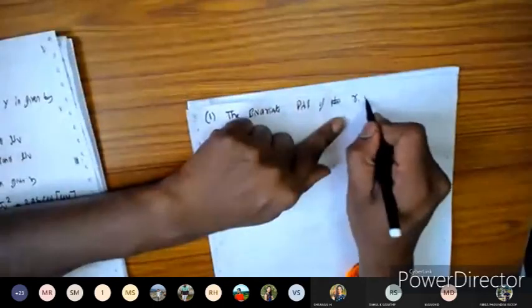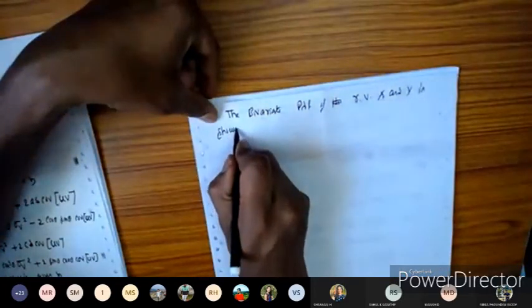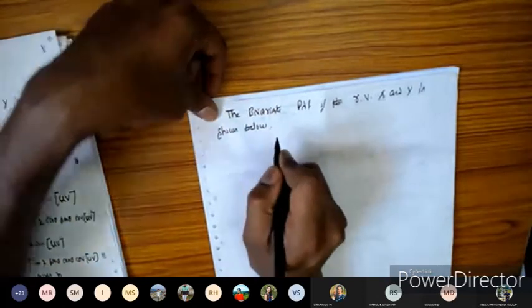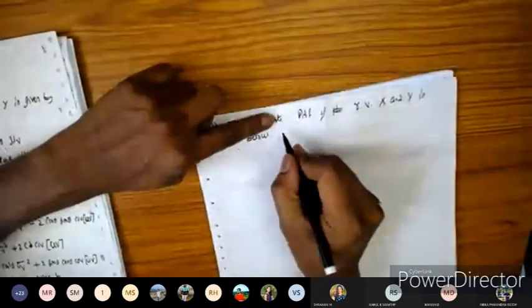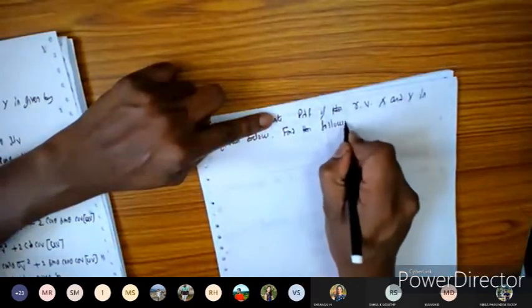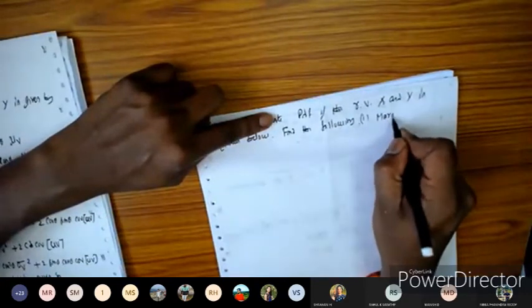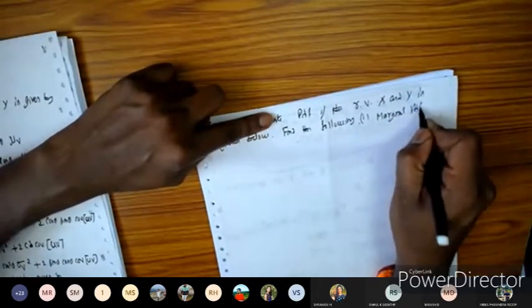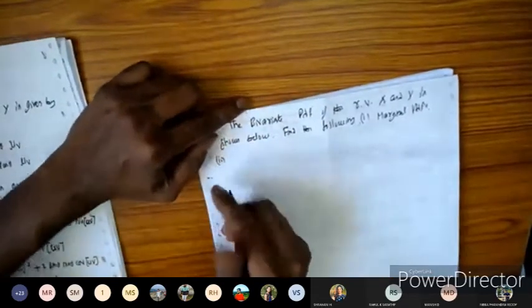The bivariate PDF of the random variables x and y is shown below. Find the following. First one is marginal PDFs. Second one is mean.